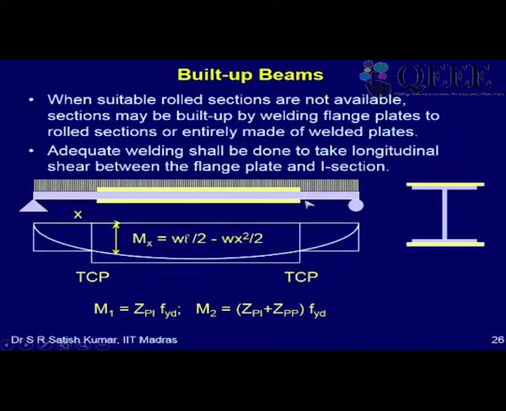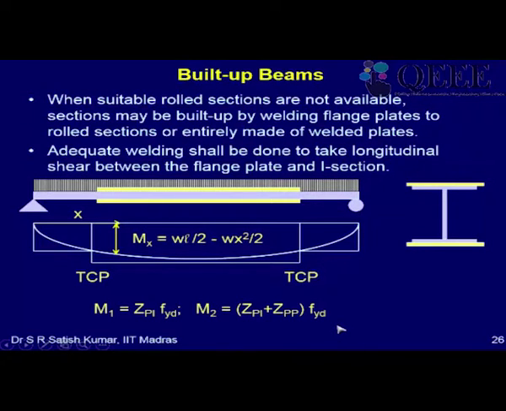I may extend this plate a little beyond, so that the force developed can be developed by welding it to the existing flange, and I can do this for safety reasons. Adequate welding shall be done to take the longitudinal shear between the flange plates and the I section. When you do this, there will be a longitudinal shear equal to the area of the flange plate into Fy. So you should have enough welding between the two sections to take that longitudinal shear.